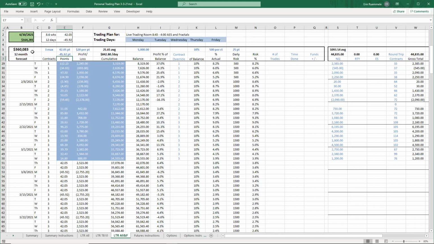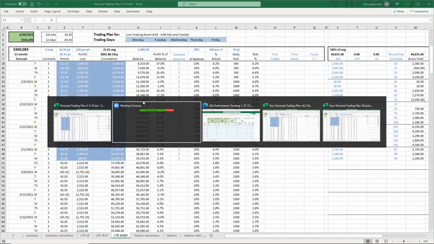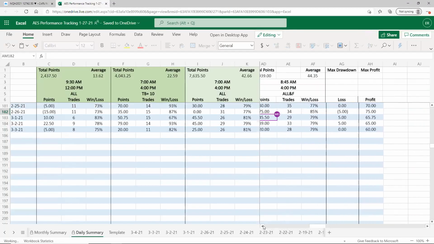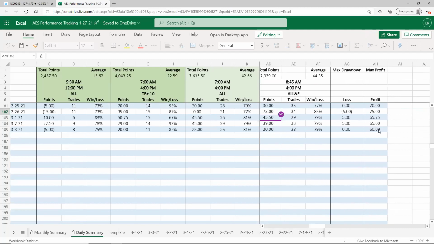Now, I'm going to talk about something that we generally don't, but since Mark gave me the floor today, I wanted to show something else. So let's go back to our performance tracking. You can see that today, the 845 to 4, we actually had at one point 60 points. That was our highest point accumulation throughout the day in this time frame.